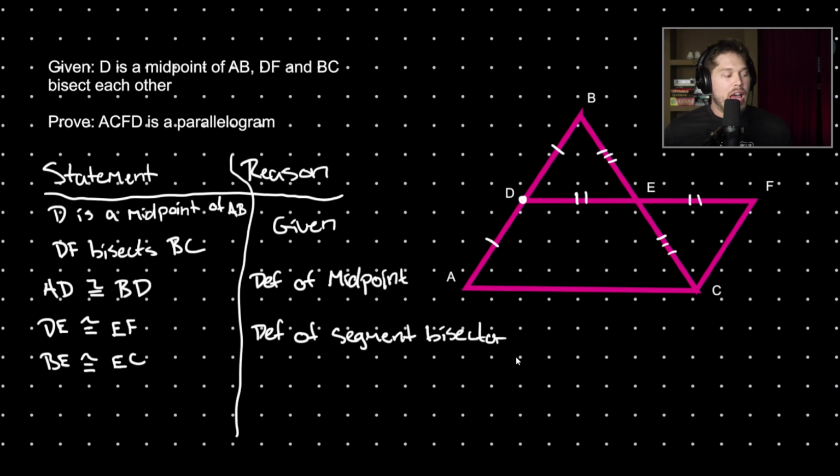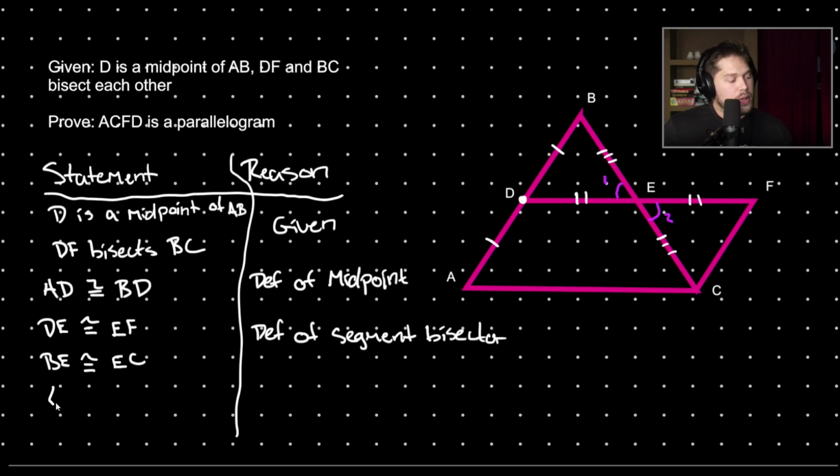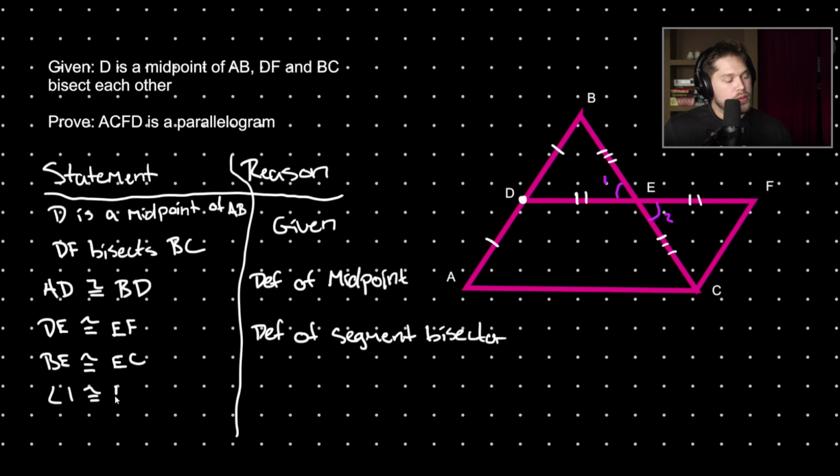What else? Now, after you say the repercussions of your given, you want to ask yourself, does my picture give me any more information? And it does give us a little bit more information. We can see that this angle and this angle are vertical angles. I'm going to call them angle 1 and angle 2, just so I don't have to say angle BED and FEC and clutter up my space. And we'll say that angle 1 is congruent to angle 2 by the vertical angle theorem.